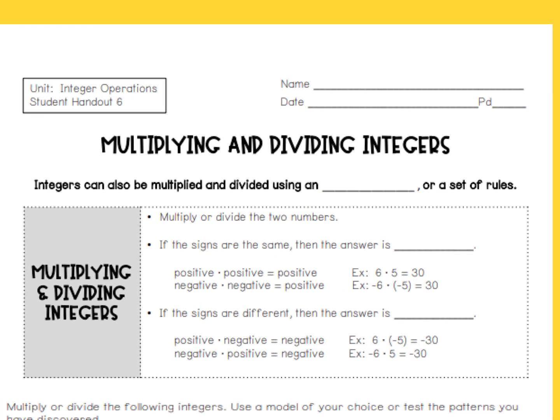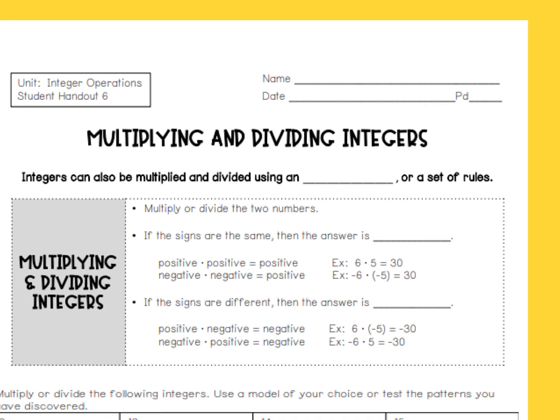Alright, today we're going to be multiplying and dividing integers. Integers can also be multiplied and divided using an algorithm, or a set of rules. Yesterday we used models, today we're going to be using an algorithm. So when we multiply or divide two numbers, if the signs are the same, the answer is positive. If the signs are different, then the answer is negative.